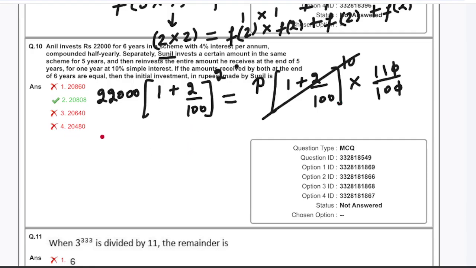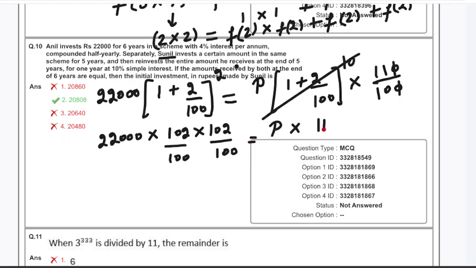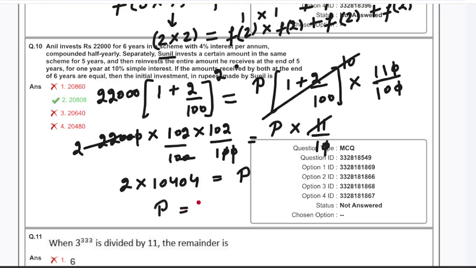Now if we solve it further, we get 22,000 multiplied by 102 into 102, divide by 100, divide by 100, that is equal to P into 11 by 10. One 0 will get cancelled here, another 0 will get cancelled here, the rest 2 will get cancelled here. This is 11 into 2. Now this is 2 into 102 square, that is 10404, that is equal to P. That means the amount that we have is 20808. That was the principal. That is the answer I have.